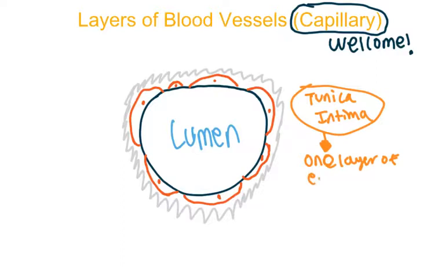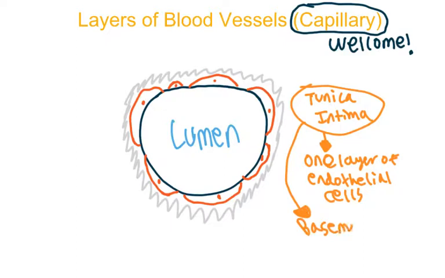So one layer of endothelial cells, and it consists of our basement membrane. So endothelial cells and our basement membrane. That's it. So that's the only two layers, you could say, that make up the tunica intima of the capillary.